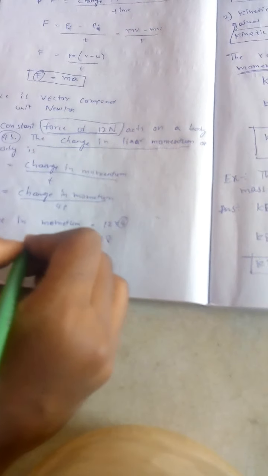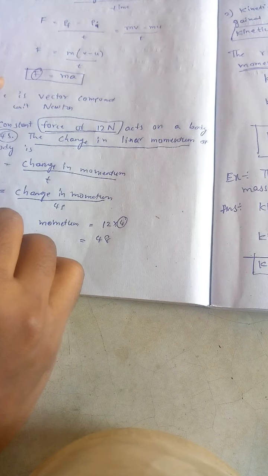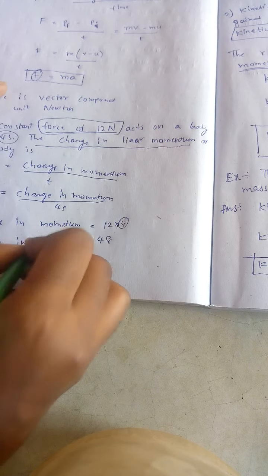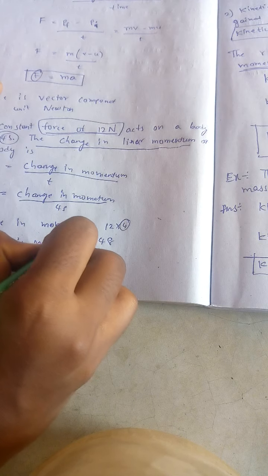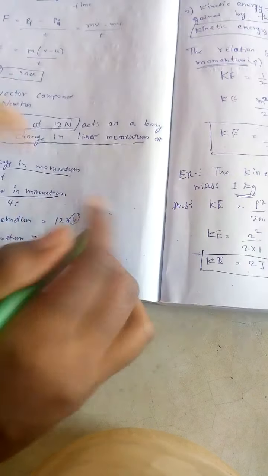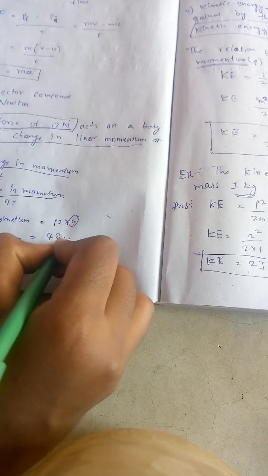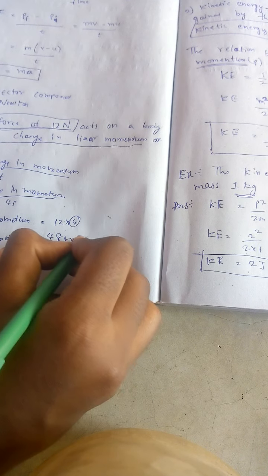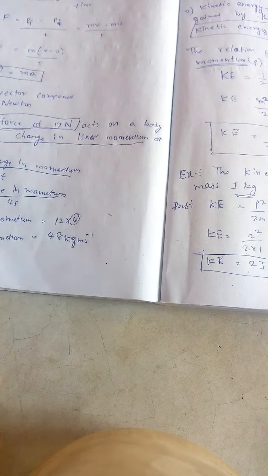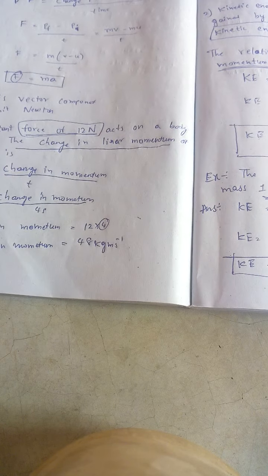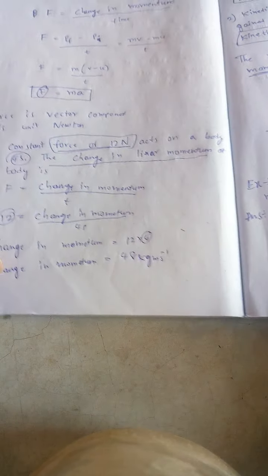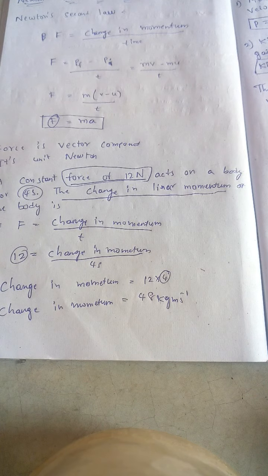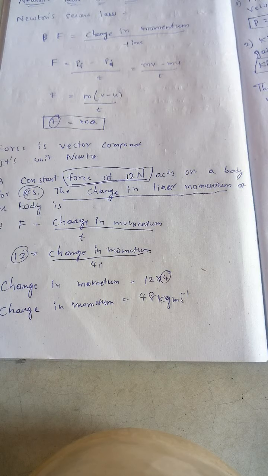Then the change in momentum is 48 kilogram meter per second. Okay friends, by this method we can do it. Let us do one more problem.